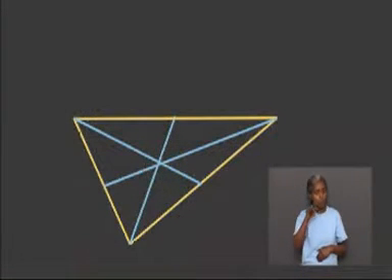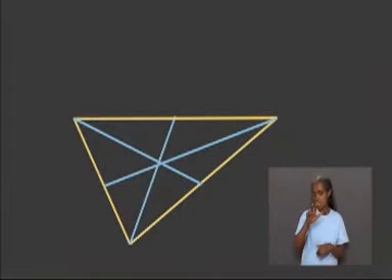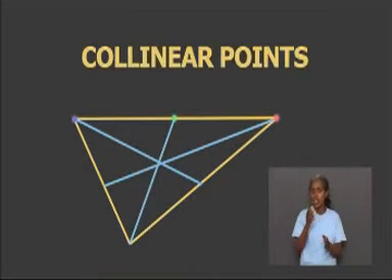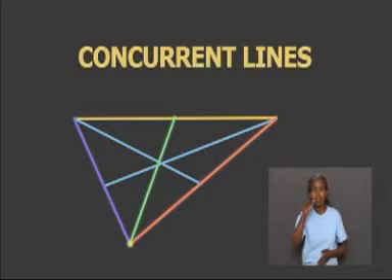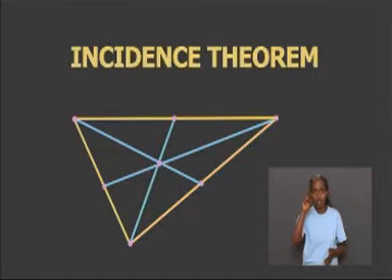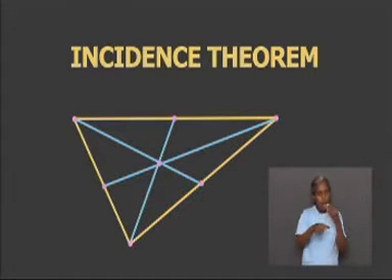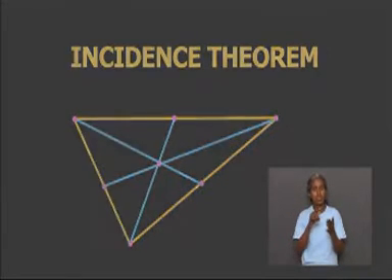We have already learned that a polygon is a geometric figure with at least 3 sides. 3 or more points that share the same line are called collinear points. 3 or more lines that share a common point are called concurrent lines. A theorem about concurrent points or collinear lines is called an incidence theorem.